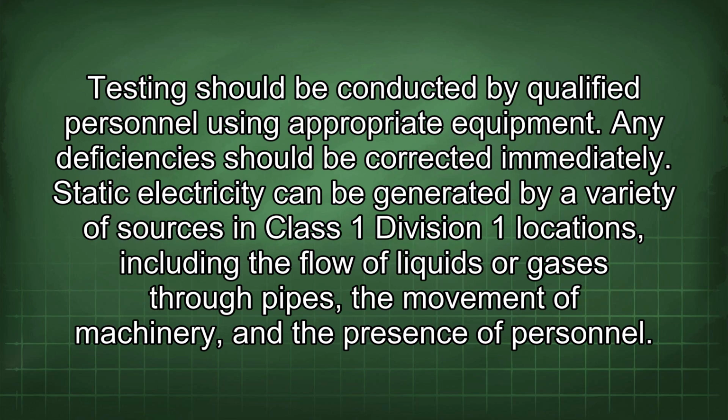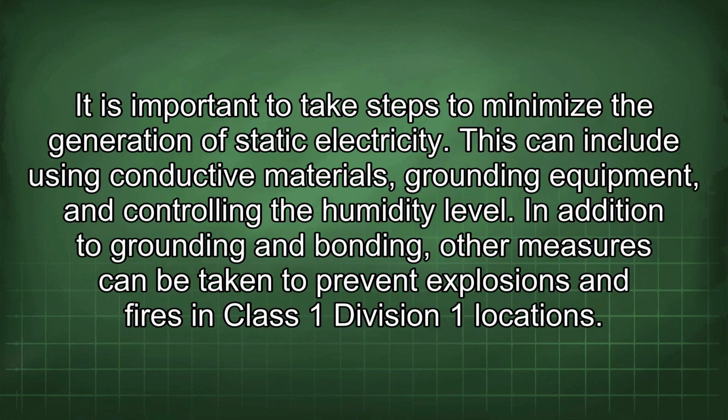Static electricity can be generated by a variety of sources in Class 1 Division 1 locations, including the flow of liquids or gases through pipes, the movement of machinery, and the presence of personnel. It is important to take steps to minimize the generation of static electricity. This can include using conductive materials, grounding equipment, and controlling the humidity level.